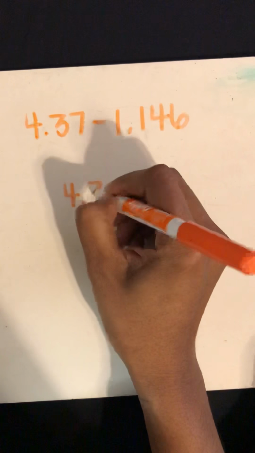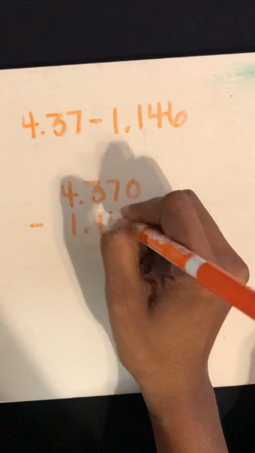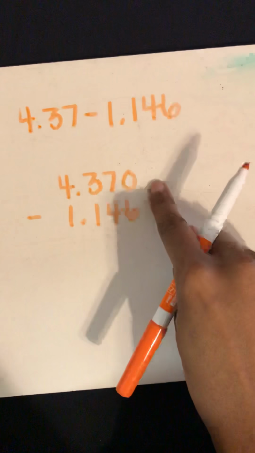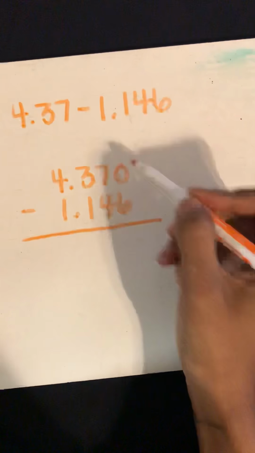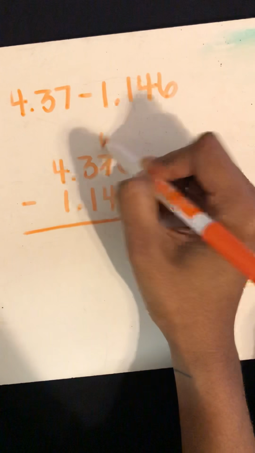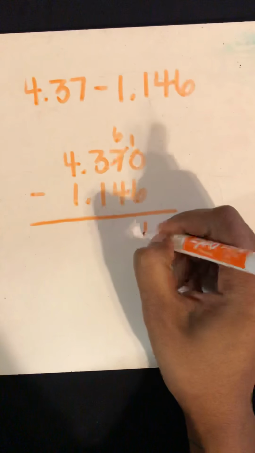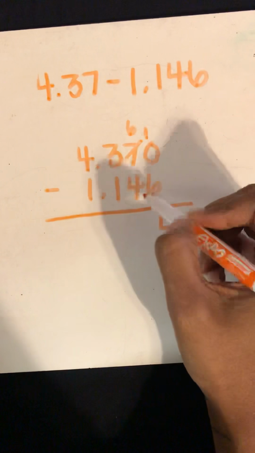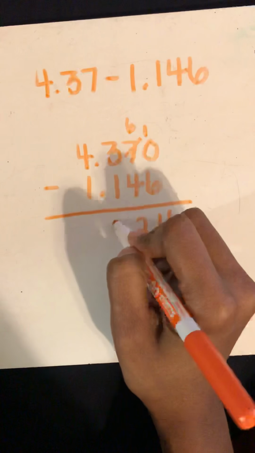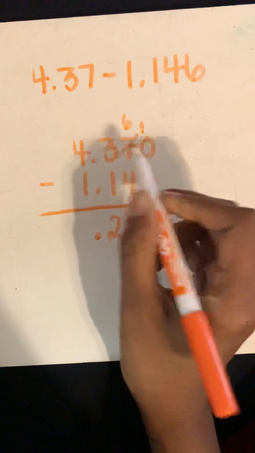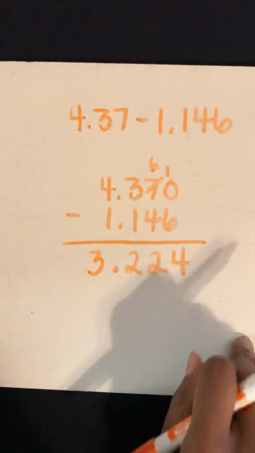So Mrs. Harris is going to do 4.37. I'm going to add a 0, subtract 1.146. Remember, the 0 adds no value. So when I do it, the first thing I have to do is borrow. This becomes a 6. This becomes a 10. 10 minus 6 is 4. 6 minus 4 is 2. 3 minus 1 is 2. Drop my decimal place. 4 minus 1 is 3.